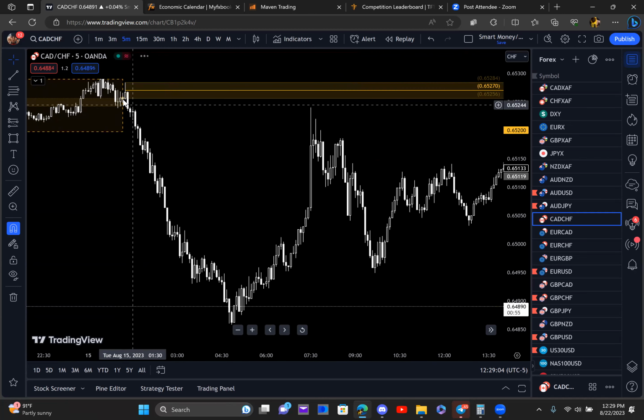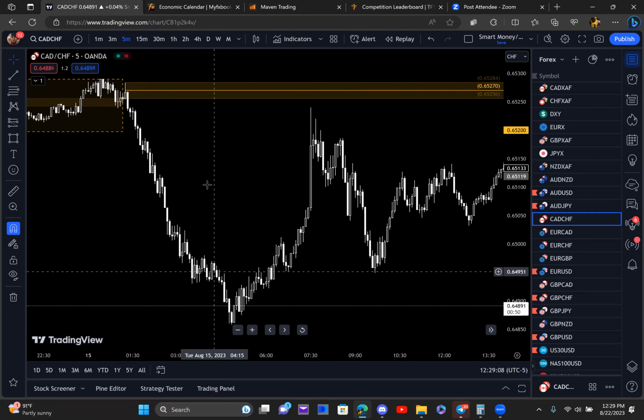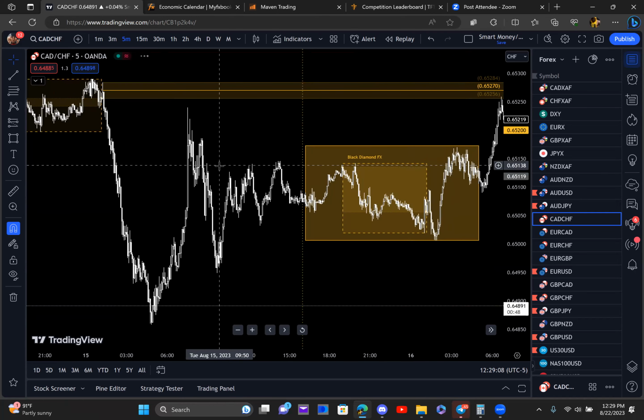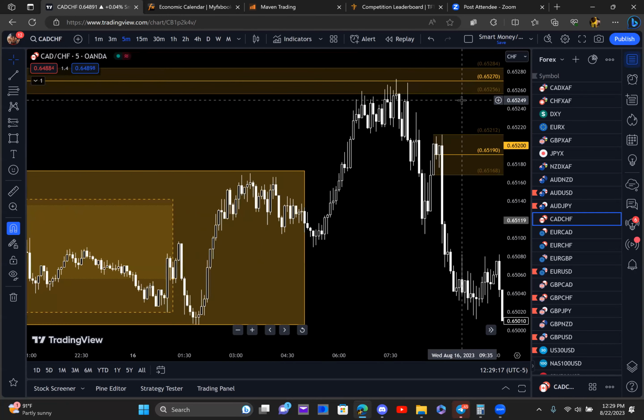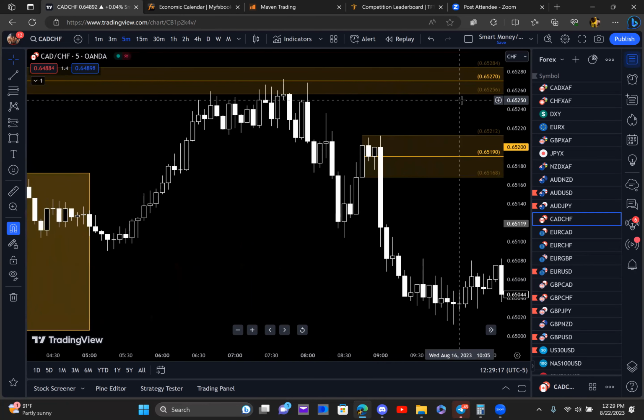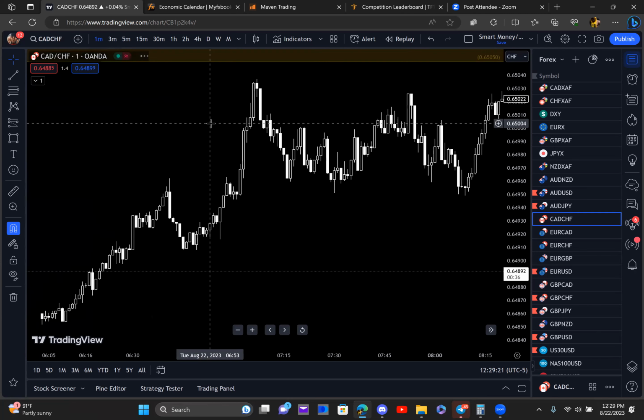Boom, there it is right there. All right, break of structure, imbalance. Boom, drop, heavy drop. Look what happened. Came right back up 50% right there, right? So then another thing, we trade smart money, right? Check this out. Let's go down to the 1 minute.